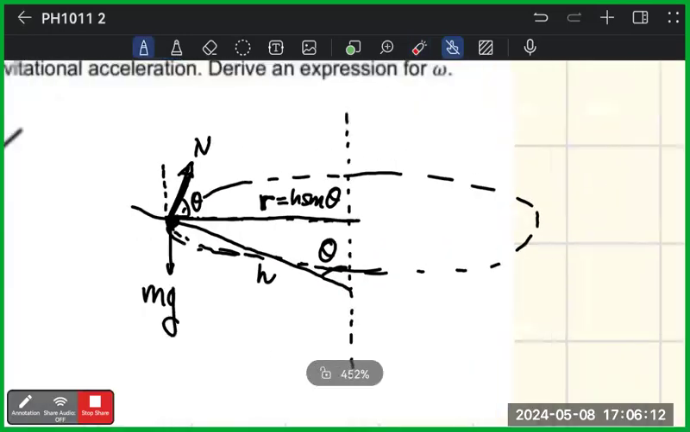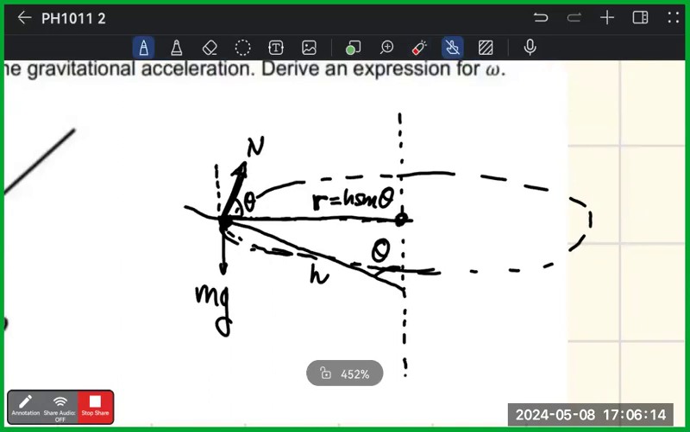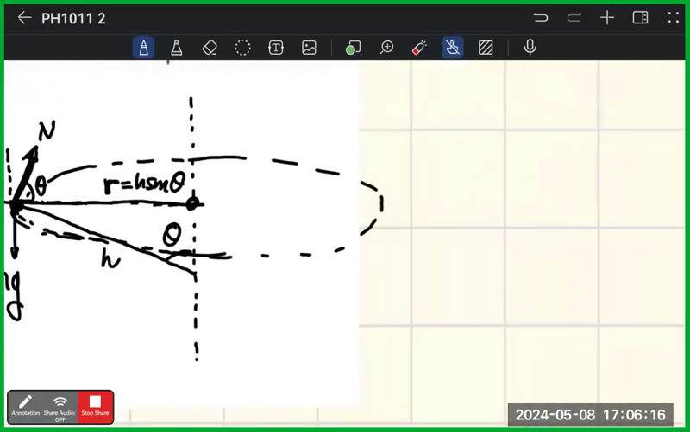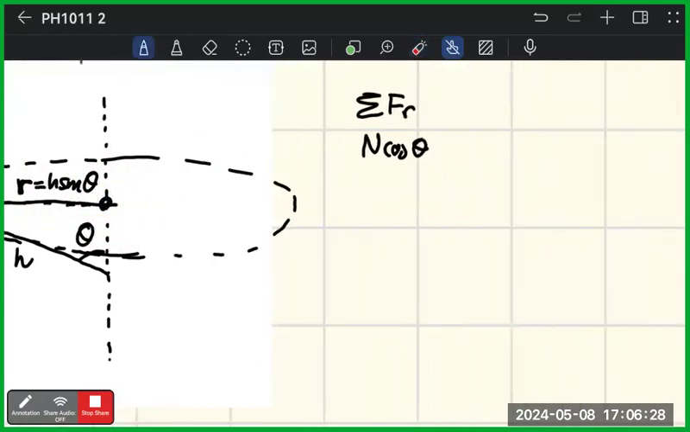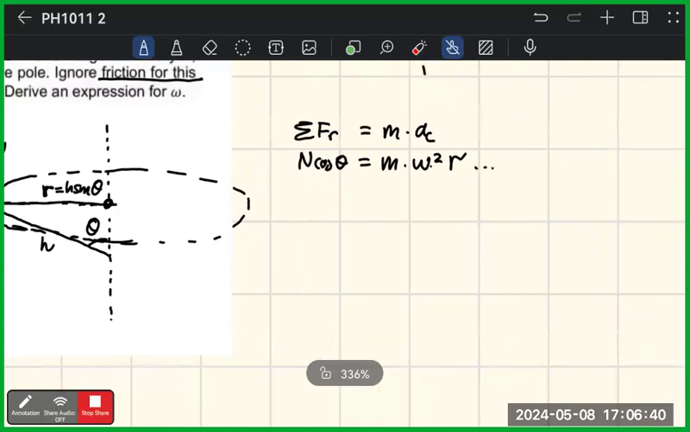So if you project n to the center of the circular motion, it's going to be n cos theta. This is the sigma Fr, and because it's going to the center of the motion, it is positive, equals m times the centripetal acceleration, which is m times omega squared times r. This is our first equation.